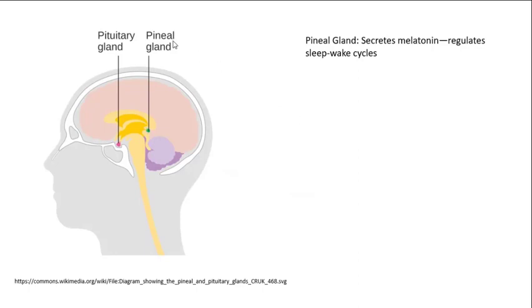Let's move on to the pineal gland. The pineal gland is a small gland in the posterior portion of the diencephalon, and it secretes the hormone melatonin. Melatonin regulates the sleep-wake cycles. So melatonin is basically secreted when you're going to sleep. Now you can buy melatonin in health food stores, a version of it, and some people use this for combating things like jet lag or to try to get them to sleep.